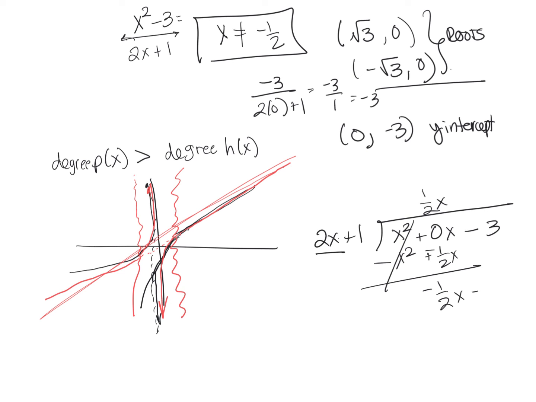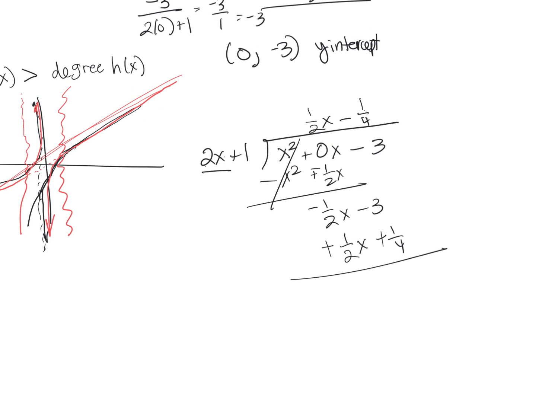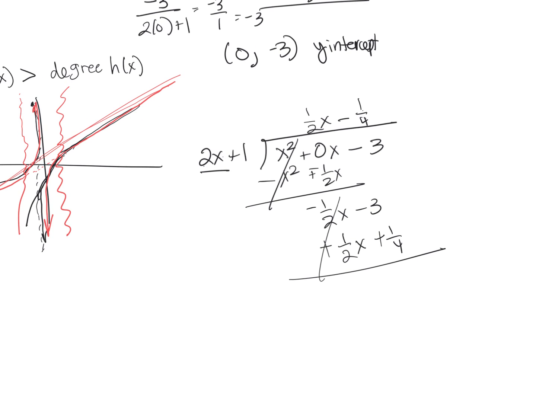-1/2 x minus 3. And I need to multiply that by, what, 1/4, minus 1/4. That would give me -1/2 x minus 1/4. And change the signs and add. That would give me -2 3/4. So this would be minus 2 3/4 over 2x plus 1.